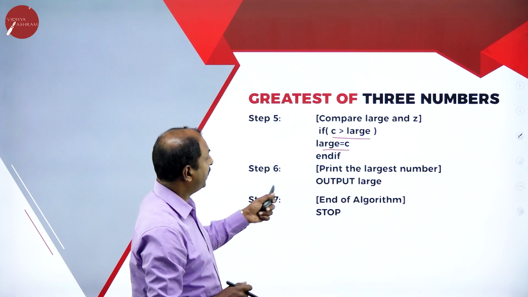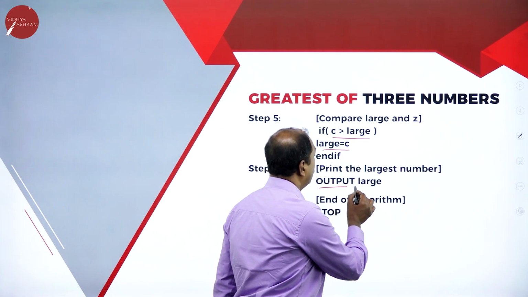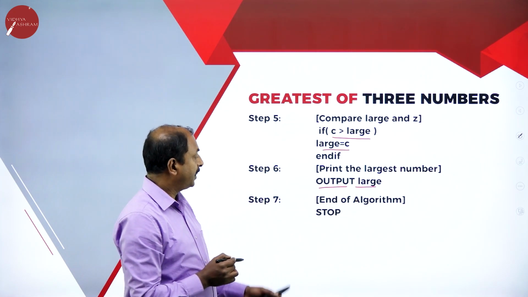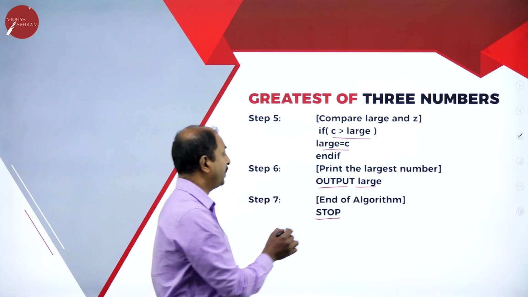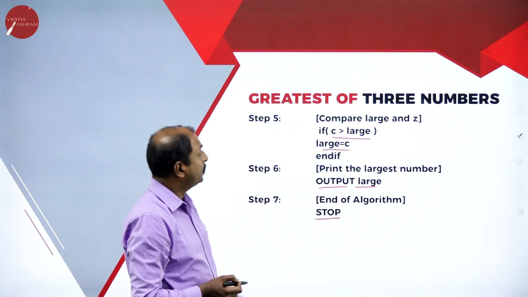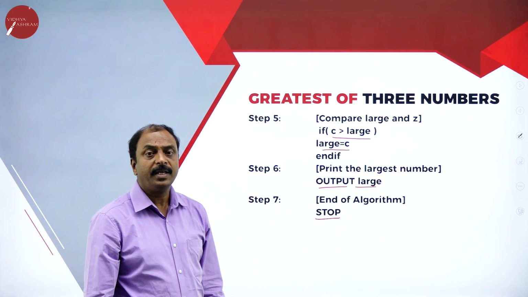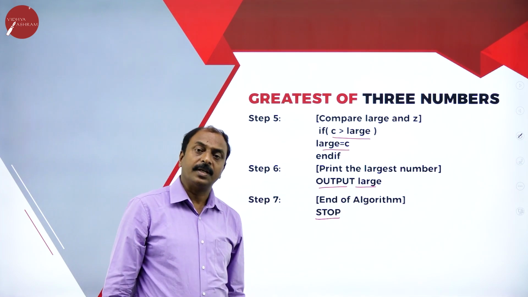So accordingly, next one is we have to output large. So in that case, then we have to stop the algorithm, or we have to end the algorithm. So this is an algorithm to find the largest of three numbers.